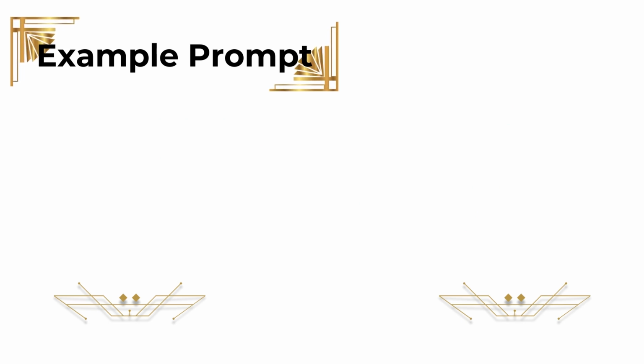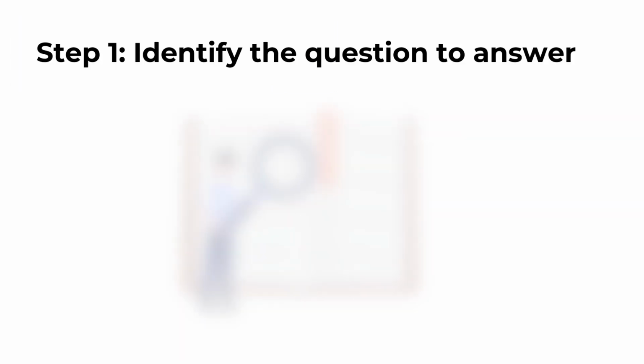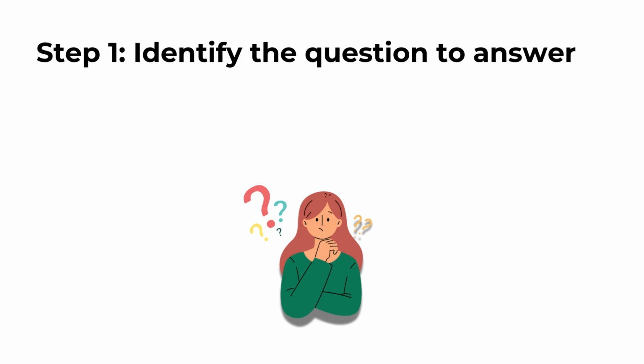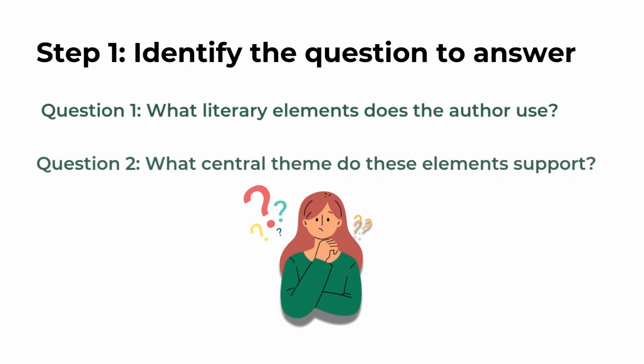Let's say we were asked to analyze how F. Scott Fitzgerald uses literary elements to support a central theme in The Great Gatsby. Our first step would be to identify the question to answer. In this case, there are two underlying questions. The first is, what literary elements does the author use? The second is, what central theme do these elements support?